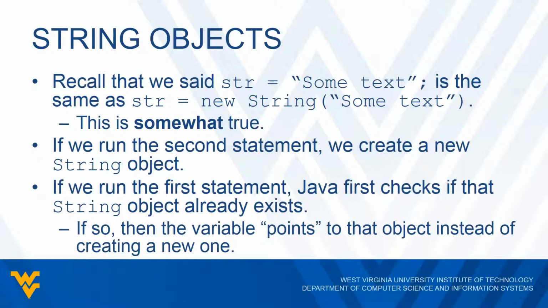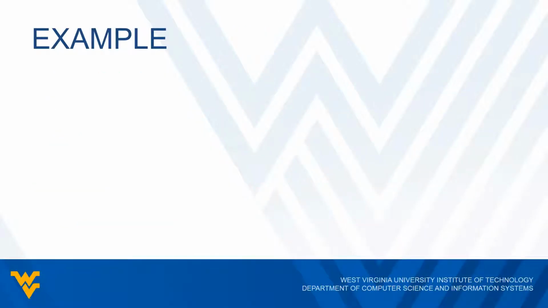And if this is true, then our string variable is going to point to that object instead of creating a brand new one. I mean, if that string already exists in our memory, there's not really much point in creating a brand new object with the same data. We can just have str contain the memory address of the object that's already created. Let's take a look at an example to show what's going on.